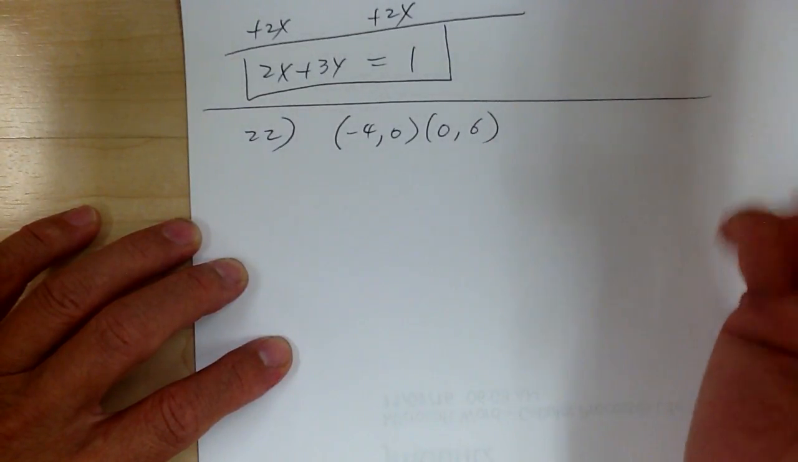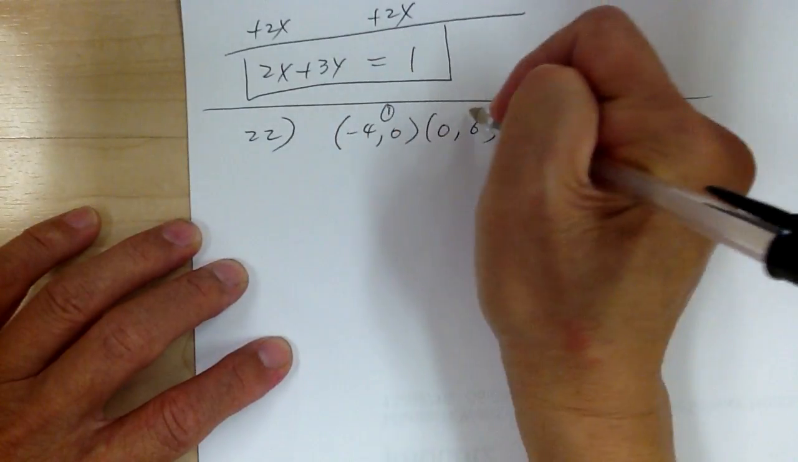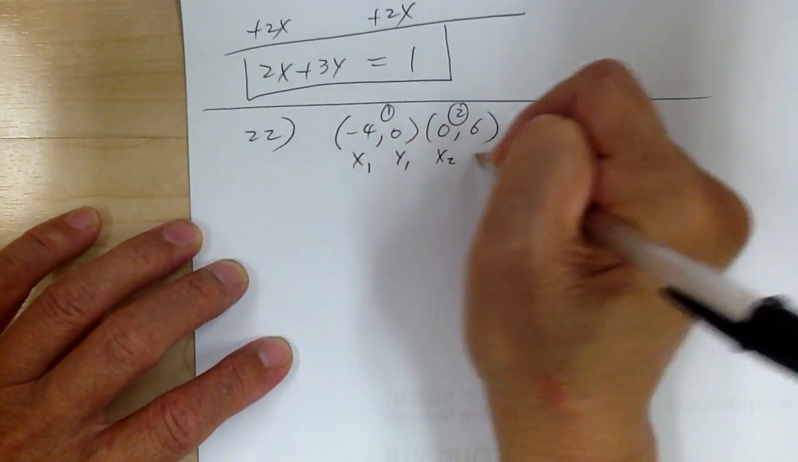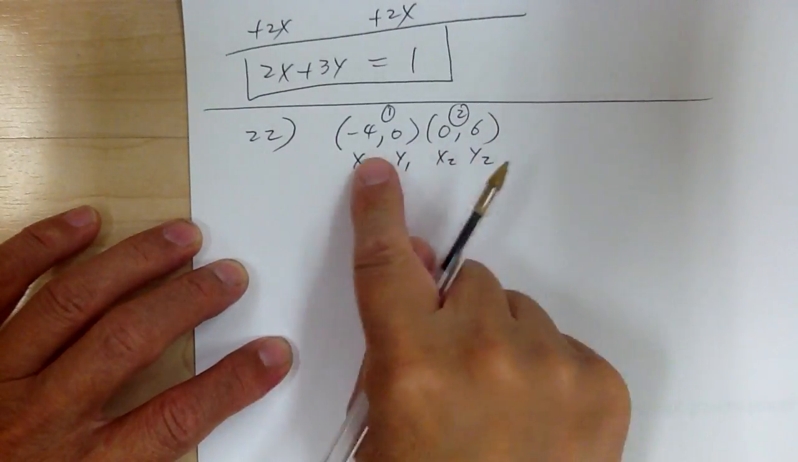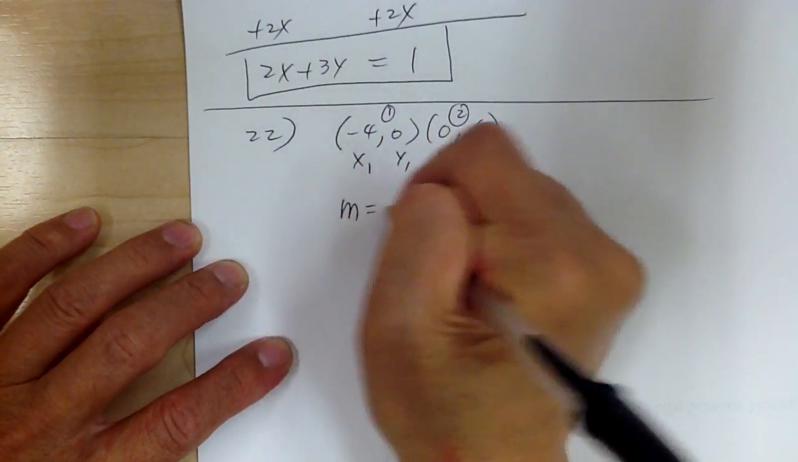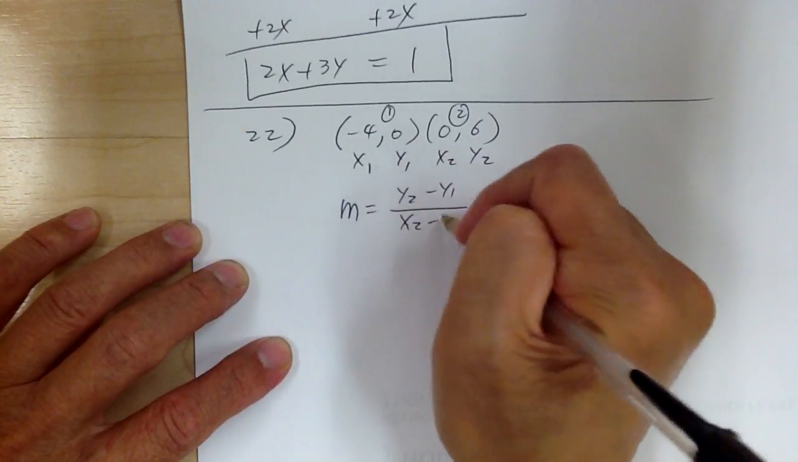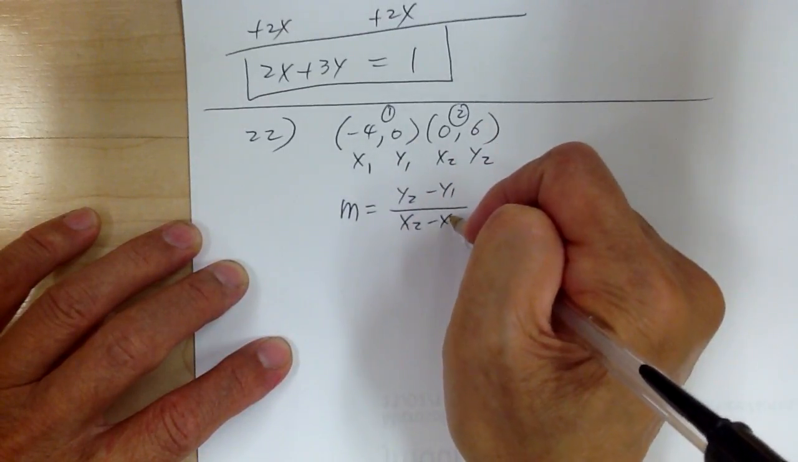So first, go ahead and find the slope. That's your first point, that's your second point. So that's your x1, y1, x2, y2, right? So when you have points, you have to use m equal to y2 minus y1 over x2 minus x1. Again, show your steps, okay?